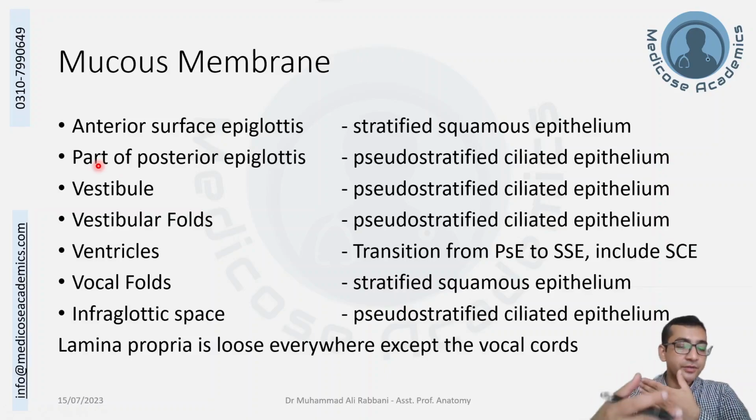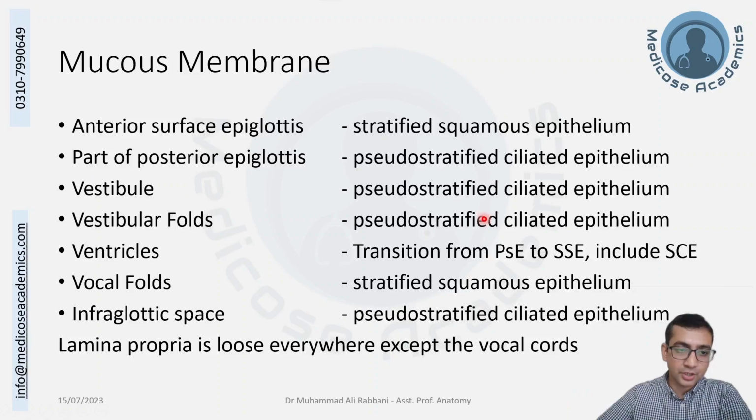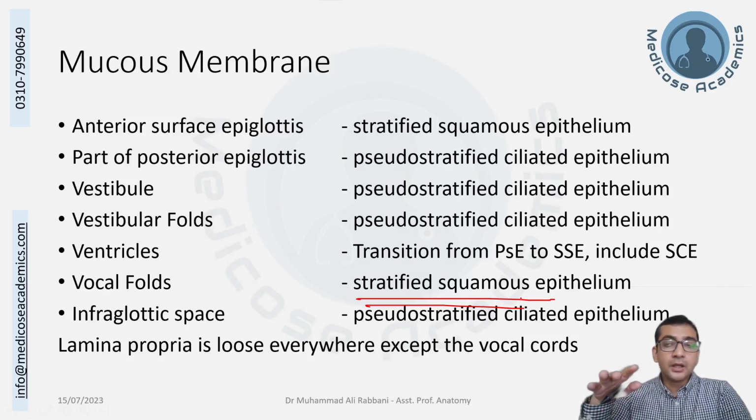The transition between the stratified squamous and the pseudostratified occurs on the posterior surface. So the posterior surface of the epiglottis on the upper half has stratified squamous, on the lower half it has pseudostratified. The vestibule, the upper part, is pseudostratified, and the vestibular fold has the same. The vocal folds are covered with stratified squamous because they have to encounter a lot of trauma when they are vibrating.